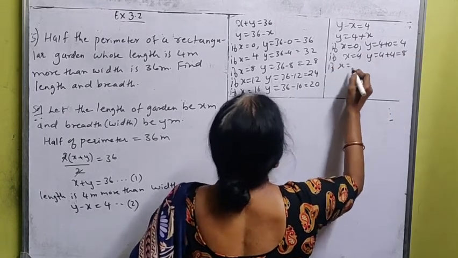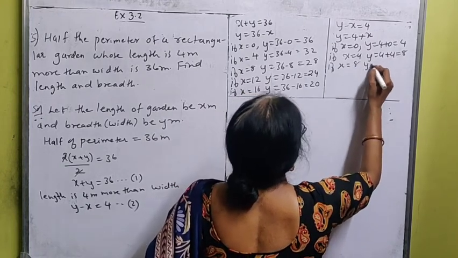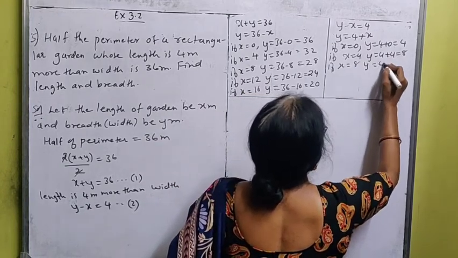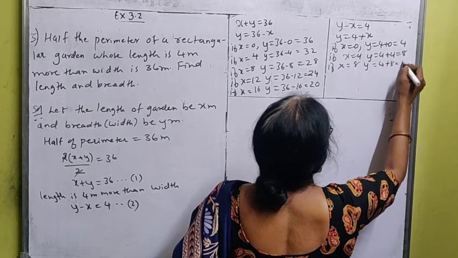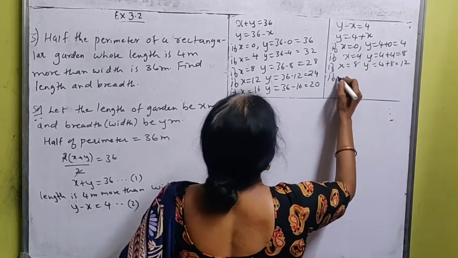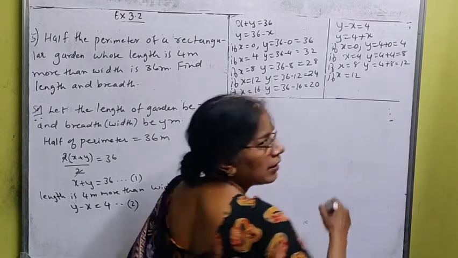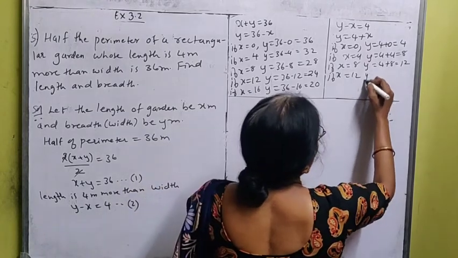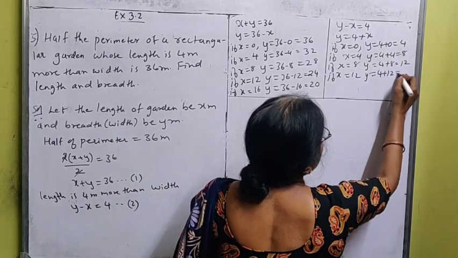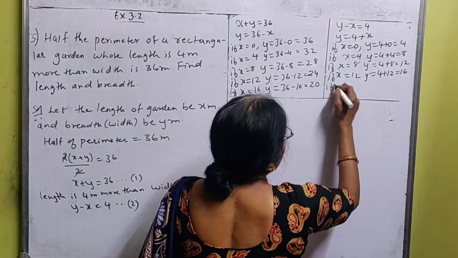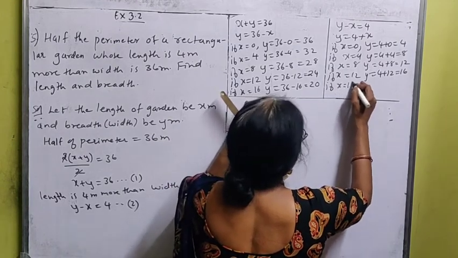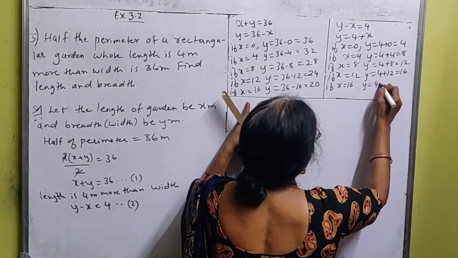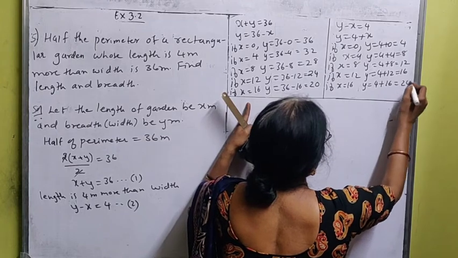If x is equal to 8, y is equal to 4 plus 8, which is 12. If x is equal to 12, y is equal to 4 plus 12, which is 16. If x is equal to 16, y is equal to 4 plus 16, which is 20.